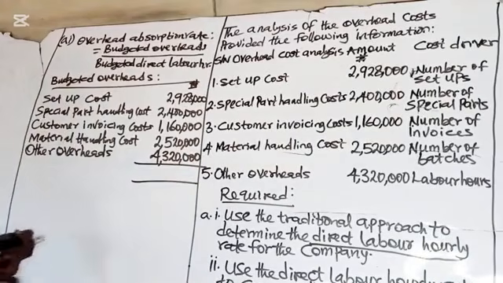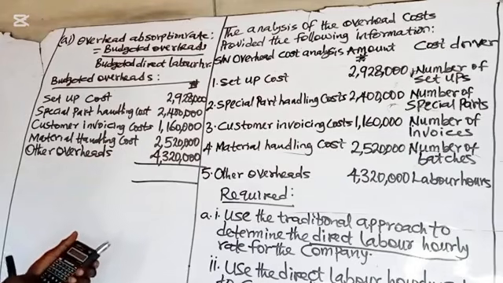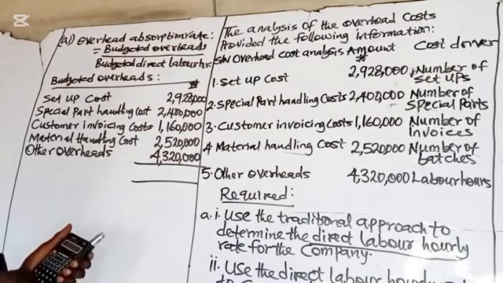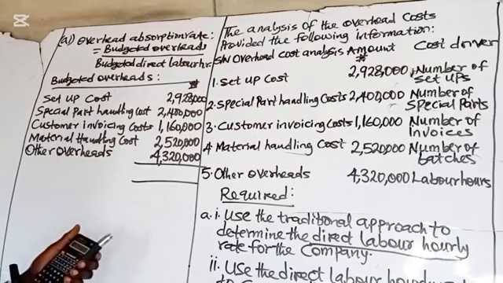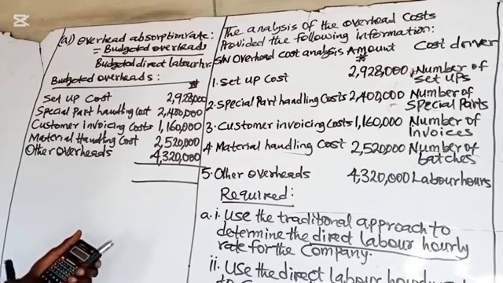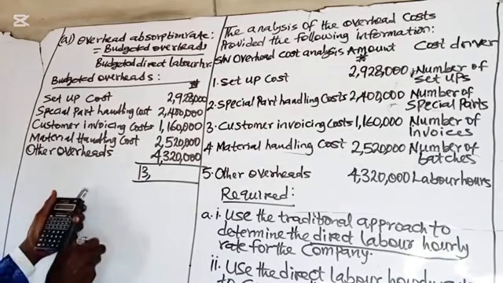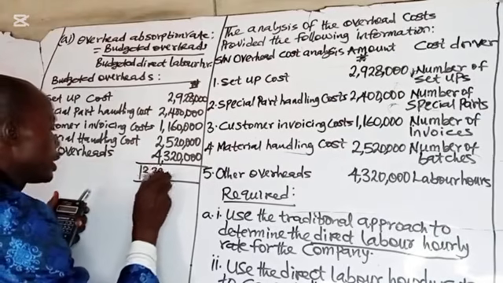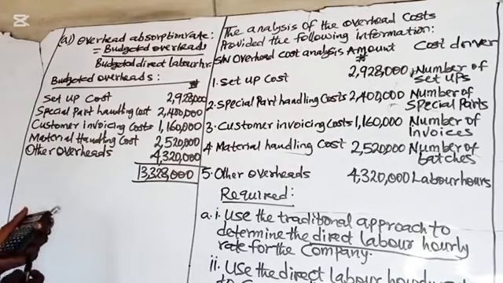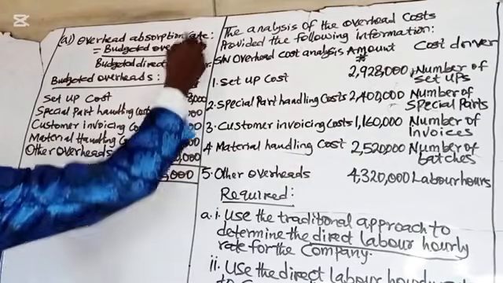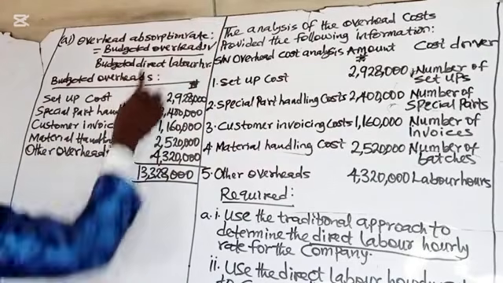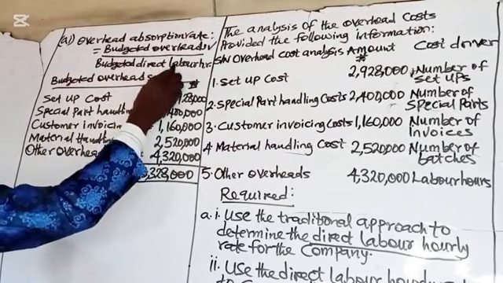You now sum up everything in order to get the budgeted overheads. 2,928,000 plus 2.4 million plus 1,160,000 plus 2,520,000 plus 4,320,000. So it is total 13,328,000. That is the budgeted overhead. We've gotten the numerator. We are left with the denominator, and the denominator is budgeted direct labor hour.